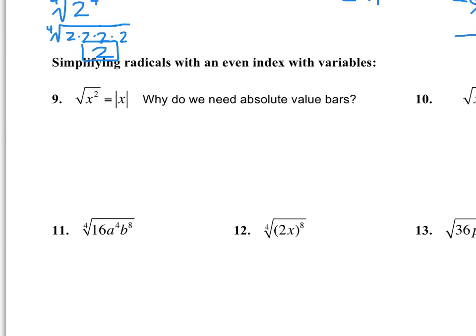Okay, so for number 9, this is probably the most important concept of today's lesson. For number 9, the square root of x squared, most people would say that's x, but it's actually necessary to say the square root of x squared is the absolute value of x.